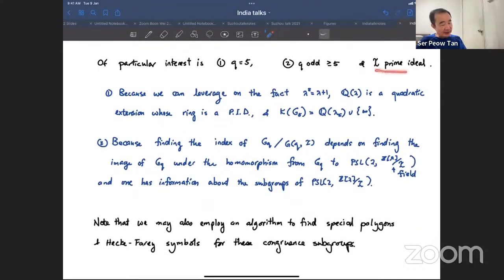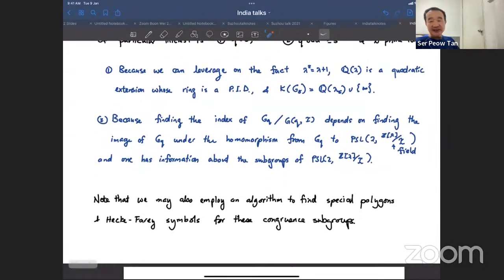In the second case, when I is a prime ideal, finding the index of the principal congruence subgroup in GQ depends on finding the image of GQ under this homomorphism of GQ to PSL2 with entries in Z adjoin lambda over the prime ideal. The main thing here is that if I is a prime ideal, this is a field. It's a finite field with P to the M elements, and we can actually say something about this, if P is the prime that sits above I.